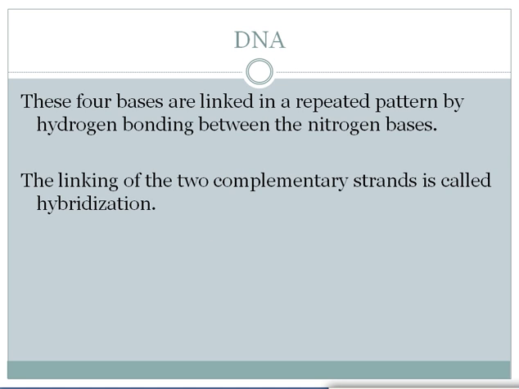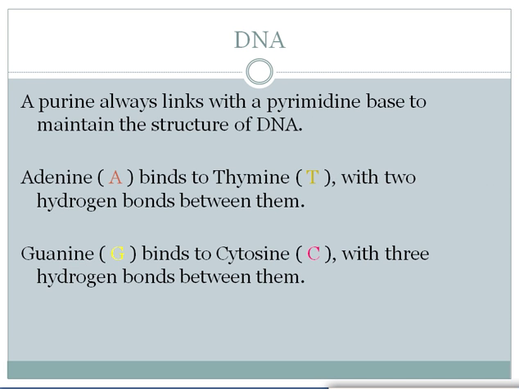The bases are linked in a repeated pattern by hydrogen bonding between the nitrogen bases. The linking of the 2 complementary strands is called hybridization. A purine always links with a pyrimidine, which maintains the structure of DNA. Adenine binds to thymine with 2 hydrogen bonds between them. Guanine binds with cytosine, with 3 bonds between them.